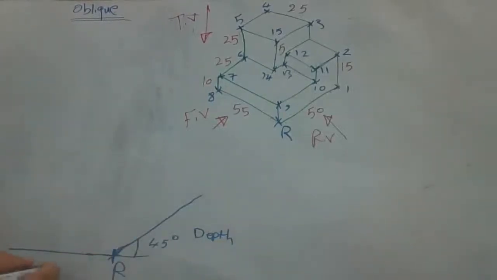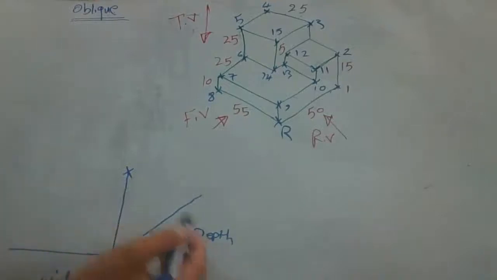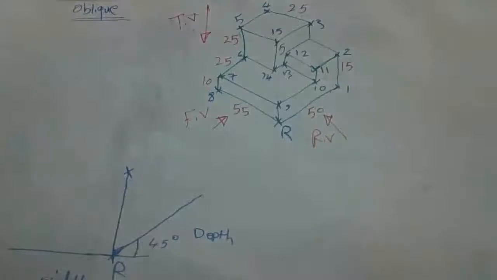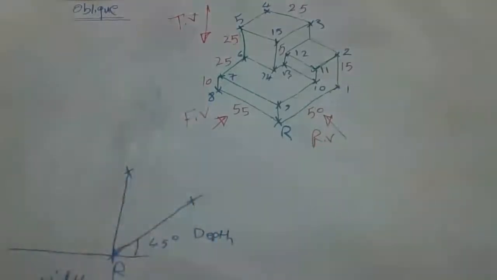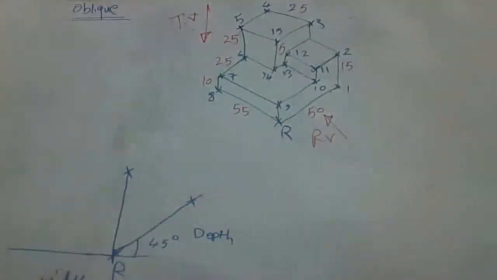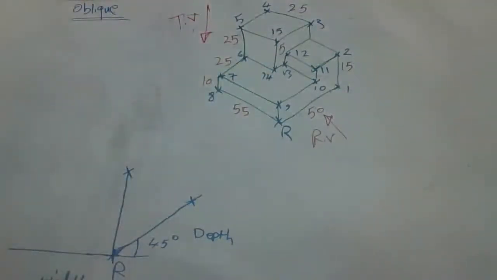This is the width of the shape. And this is the height of the shape. For depth is 50 millimeter, 5 centimeter. Now we can take the depth here. The total height is 35 and the width is 55 millimeter.